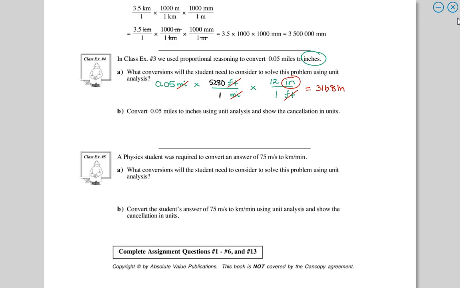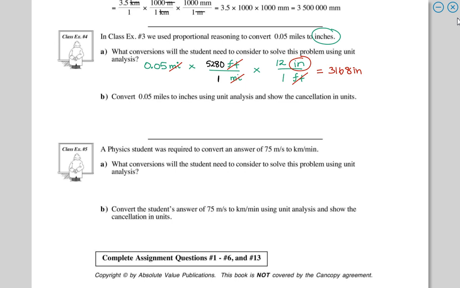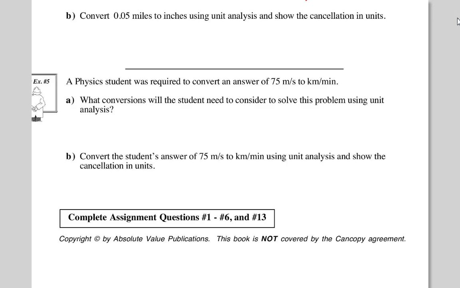And you can see here on the bottom, class example 5, they're referencing physics. This is done in the physics 20 class as well, this sort of conversion. So it looks like they're talking about rate of speed here. You got meters per second to kilometers per minute, and we want to convert. So let's just write this down. 75 meters in 1 second. That's what this represents.